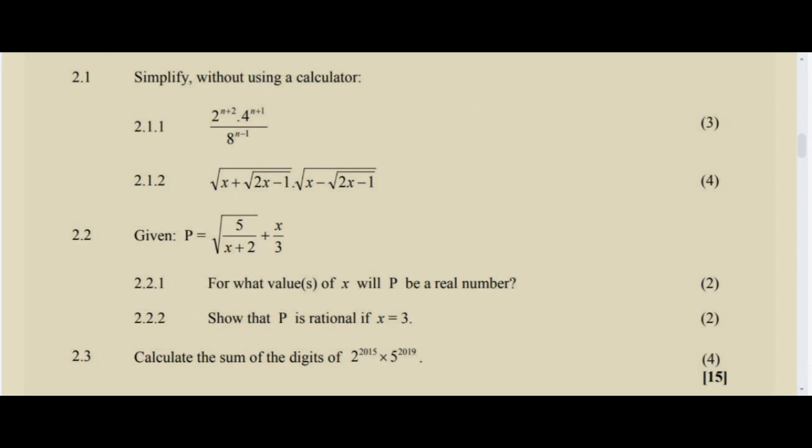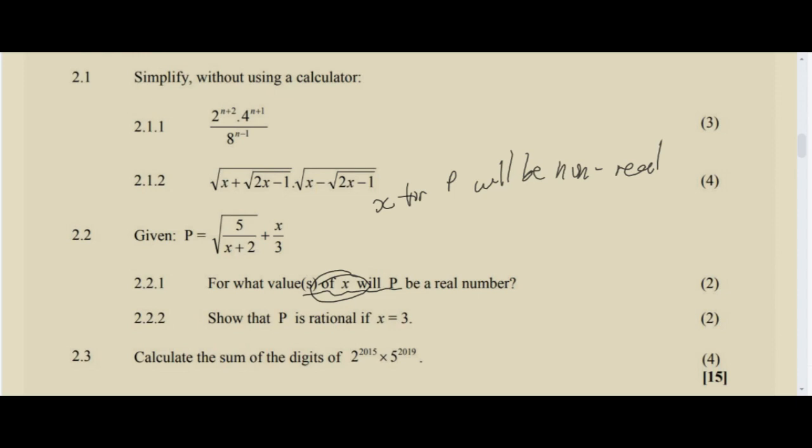Now 2.2 says given p is equal to square root of 5 over x plus 2, plus x over 3. For what values of x will p be a real number? Right. So for what values of x will p be a real number? Now in order to tackle this one, let's just find all the values of x for which p will be non-real, right? So I just want to tackle this in a counteractive way.